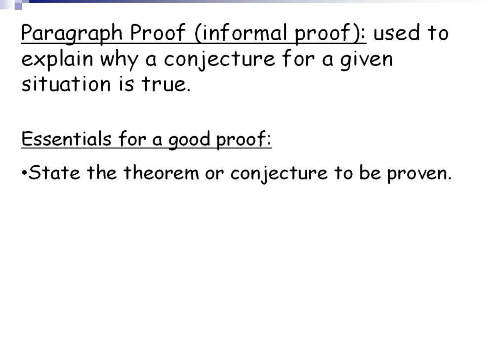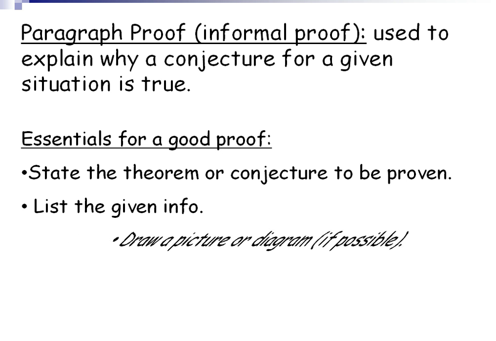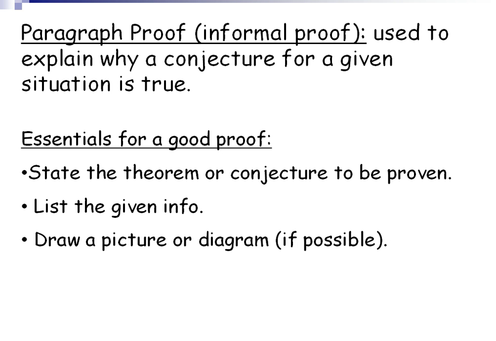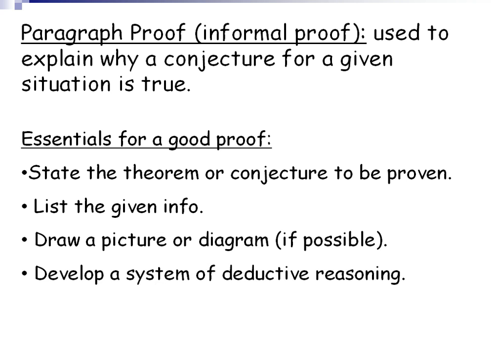Essential elements that you need. 1 is state the theorem or conjecture to be proven. 2 is list the given info. 3, draw a picture or a diagram if you need to help prove your point. And make sure you've developed a system of deductive reasoning to help prove what you're trying to prove.